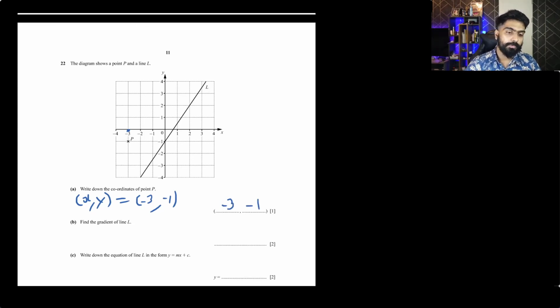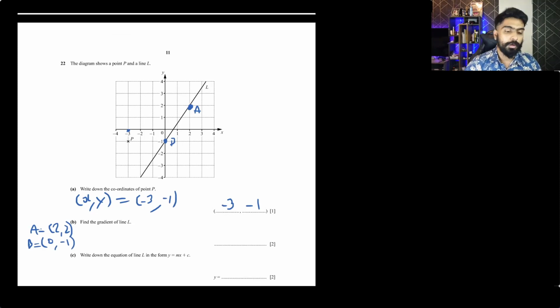All right, guys, now let's find the gradient of this line. Gradient is the rise over run, right? Let me call this point A and this point B. So where is point A located? Point A is located at (2, 2), right? And point B is located at (0, -1), right, guys?